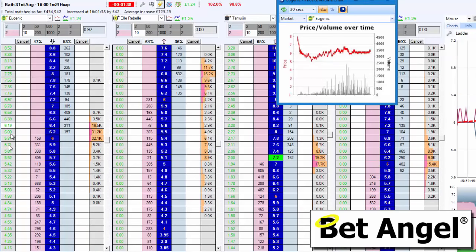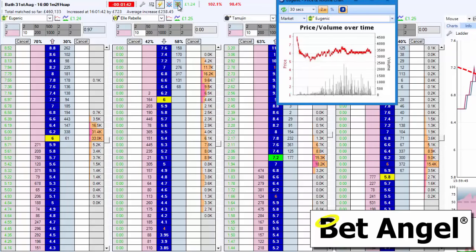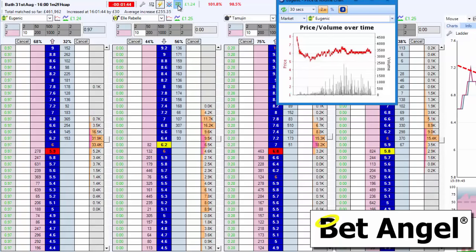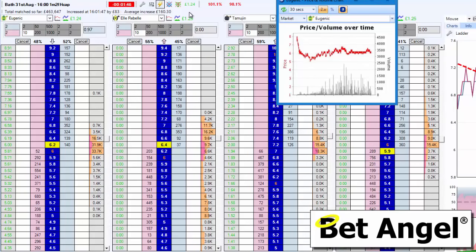So the profit you see down here is the unhedged amount. The profit you can see up here is the hedged amount. And we can replicate that by sticking that over there. And they're about to go. Yeah, they are about to go. This event is now in play.